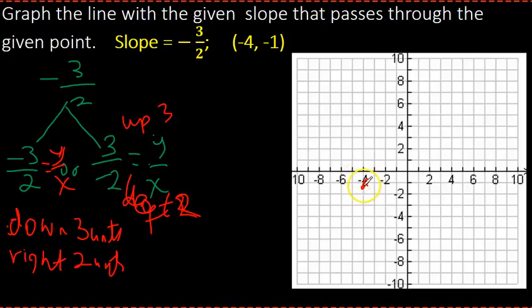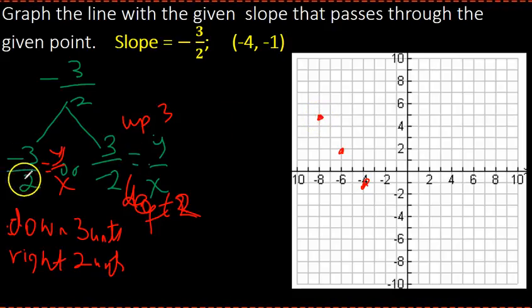So we go from here. We start 1, 2, 3. 3 up, 2 left. 1, 2. We put a point there. Okay, we can go again from there. We go 3 units up, 2 left. 1, 2, 3. 1, 2. Okay, and we put another point there.